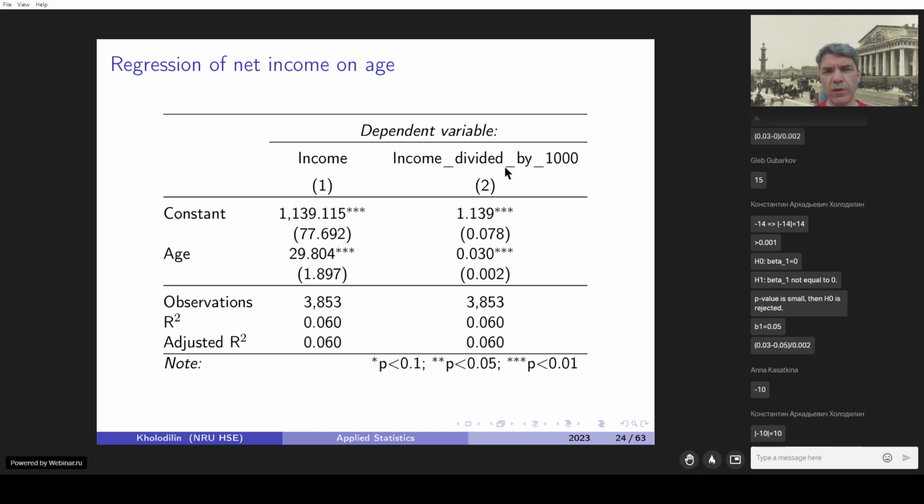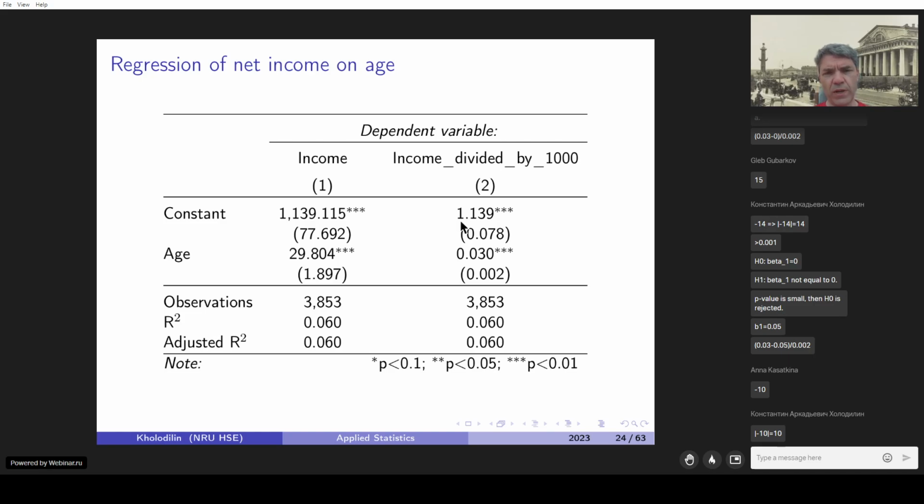And the third thing that we have to look at is the significance of these coefficients. So typically we get automatically these stars. So the more stars, the better. It's like with hotels or cognacs. So if we have here 3 stars, it means that this coefficient is statistically significantly different from 0. So age indeed affects income. Okay, so we have sign, size, and significance.